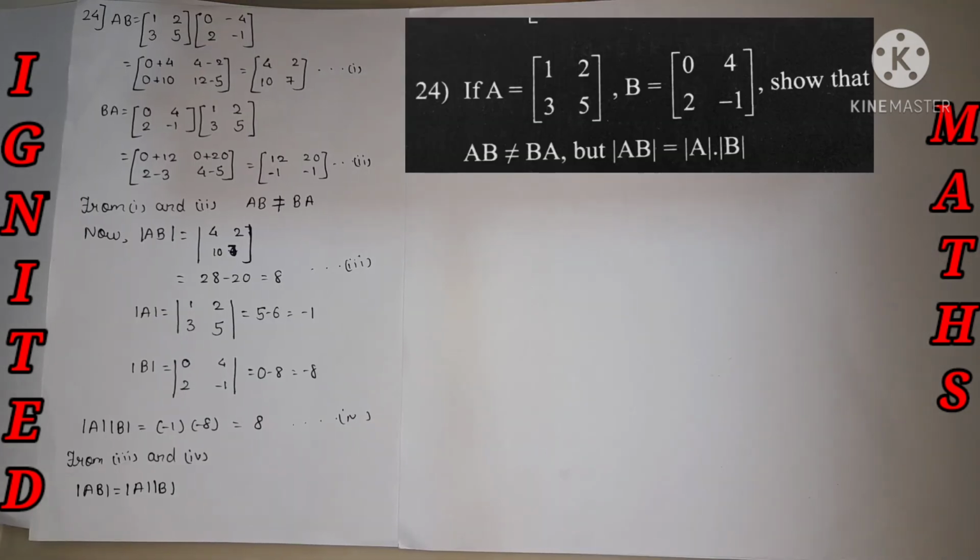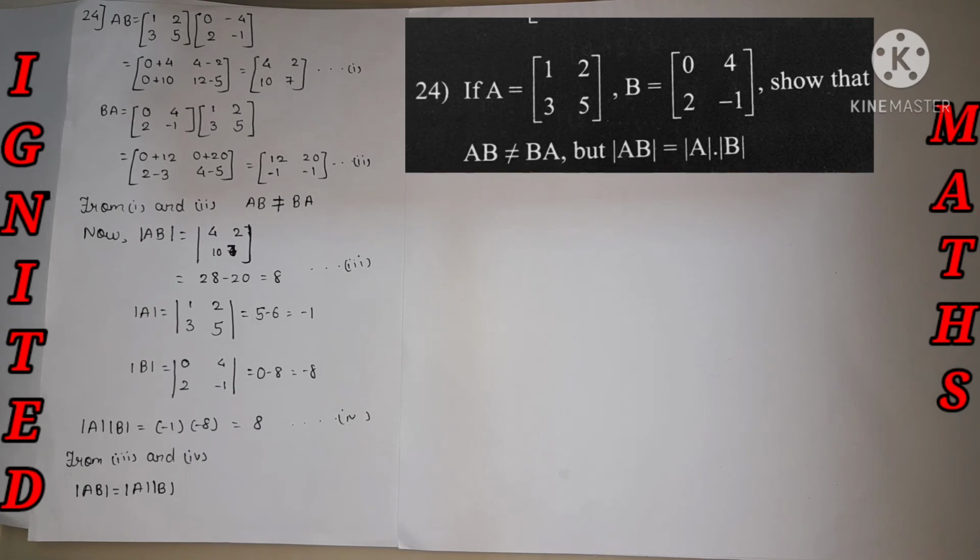The fourth main question: if the A matrix and B matrix are given, we need to show that AB is not equal to BA, but the determinant of AB is equal to the determinant of A dot the determinant of B. That we need to show. So first let's show that the AB matrix is not equal to the BA matrix. Okay, let's get started with it.